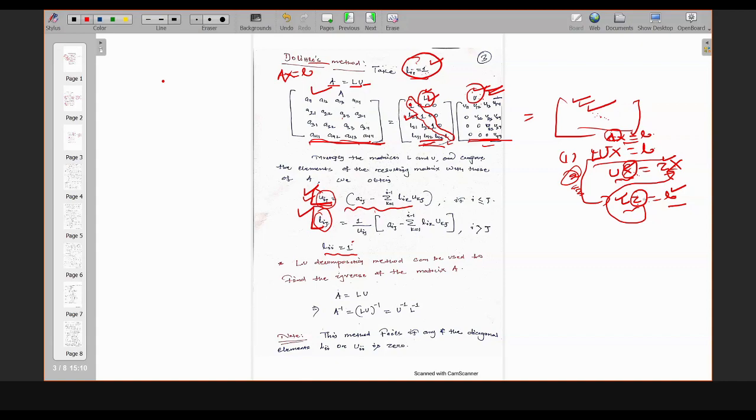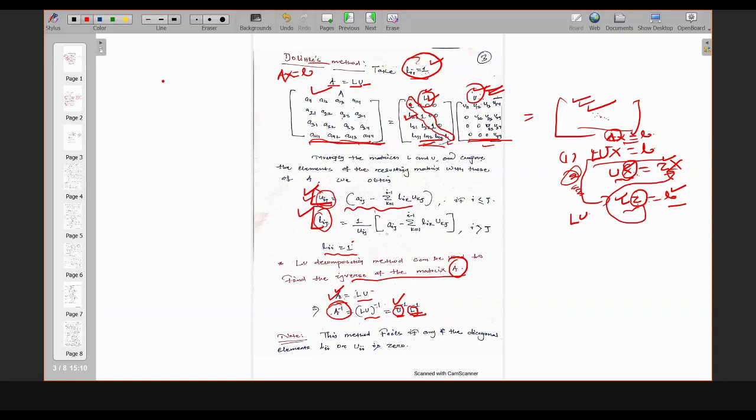You remember, the LU decomposition method can also be applied to find the inverse of matrix A. If A is the product of L and U, then the inverse of A is (LU) inverse, which equals U inverse times L inverse. For that you need to find U and L, and it is easier to find the inverse of a triangular matrix. Once you obtain them, you multiply U inverse and L inverse to get the inverse of the original matrix A.